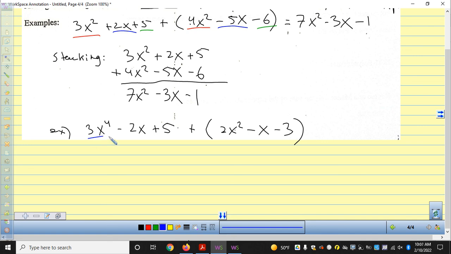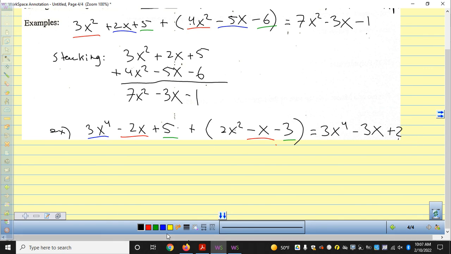So this 3x to the fourth, do I have anything over here to match it up with? No, there's nothing with an x to the fourth. So that just stays by itself. The negative 2x, I combine with the negative x. And the 5, I combine with the negative 3. So this 3x to the fourth just stays because I'm adding 0 to it. Negative 2x minus x is minus 3x, and 5 minus 3 is 2.